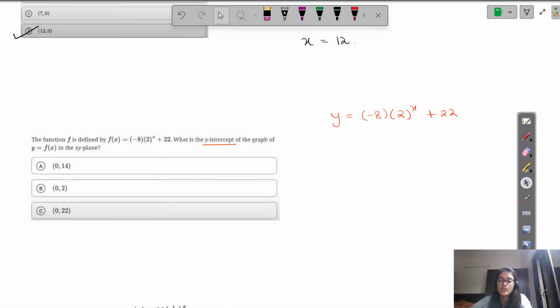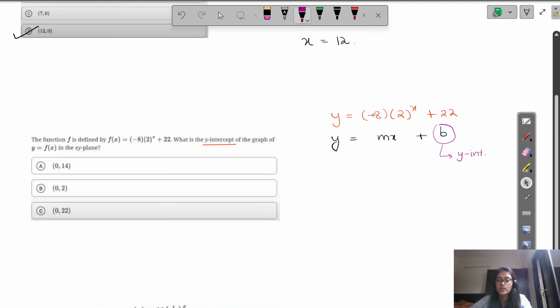In this question I have seen a lot of students make a mistake of comparing it with a linear function. You know that the linear function is given by y is equal to mx plus b, and in case of a linear function, this b is the y-intercept.